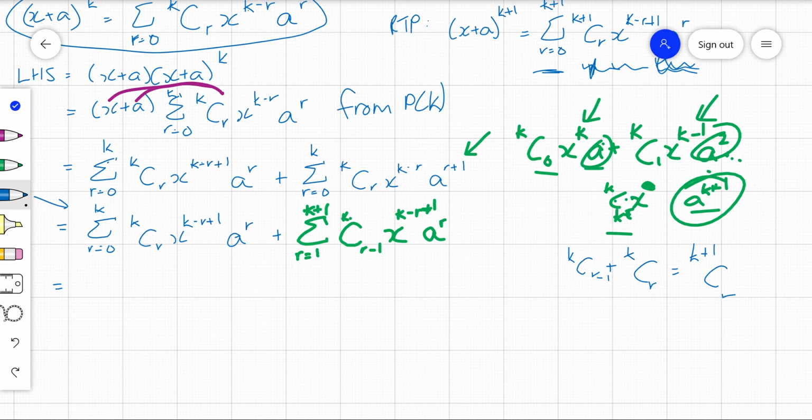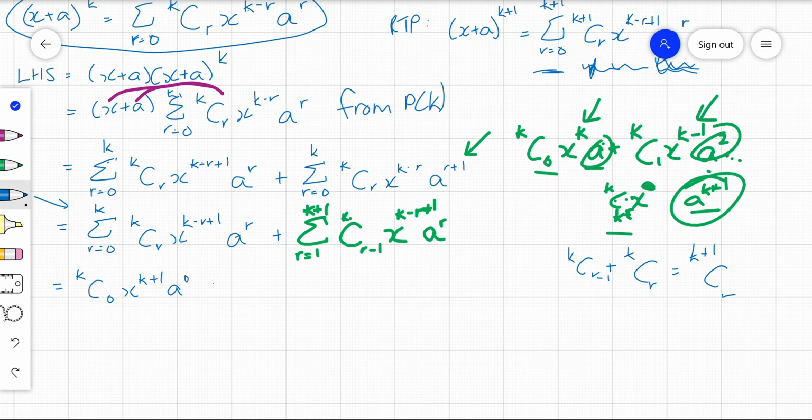If I look at the two terms, what they share is from r equals 1 to r equals k. So one of them is missing r equals 0. So the green one is missing r equals 0, and the blue one is missing all the way up to k plus 1. So I'm just going to take those out separately. So when r equals 0, what do I get for that first one? I get k choose 0, and I get x to the k plus 1, that's right, isn't it? And a to the 0. Do you agree? Hope you agree.